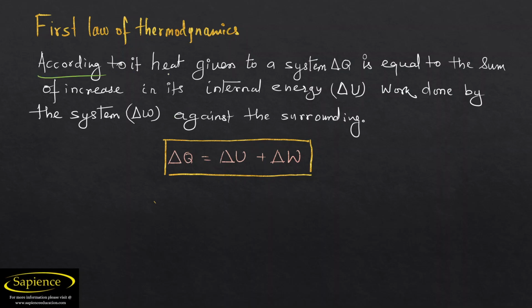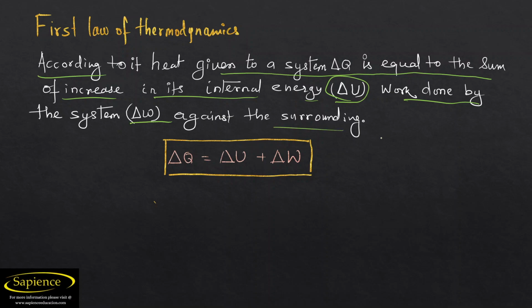As we have discussed, according to it, the heat given to the system, del q, is equal to the sum of the increase in its internal energy, del u, and the work done by the system, del w, against the surroundings. So finally the first law of thermodynamics is del q is equal to del u plus del w. It is applicable for all processes.